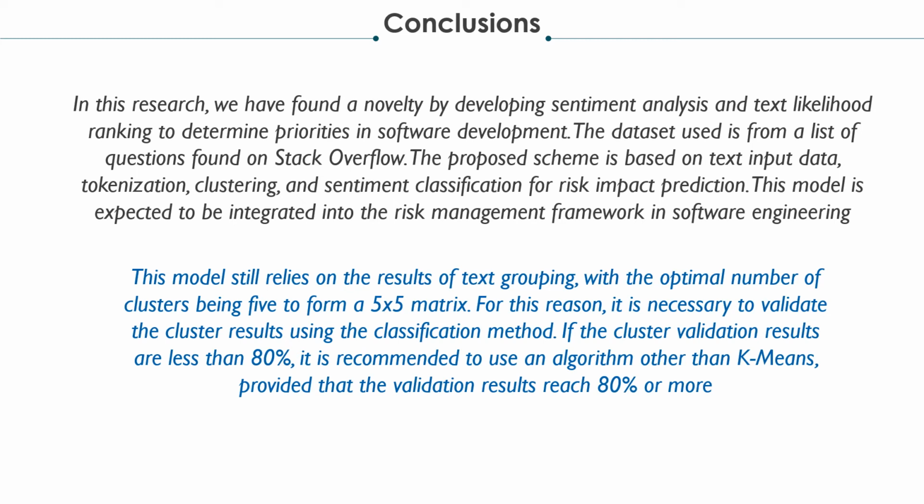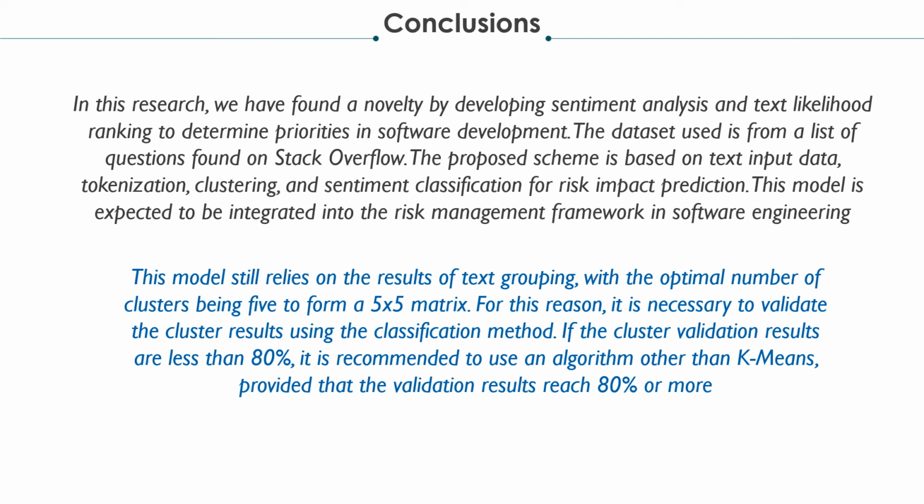In this research, we have found the novelty by developing sentiment analysis and text likelihood ranking to determine priorities in software development. The dataset used is from a list of questions found on Stack Overflow. The proposed scheme is based on text input data, tokenization, clustering, and sentiment classification for risk impact prediction. This model is expected to be integrated into the risk management framework in software engineering.